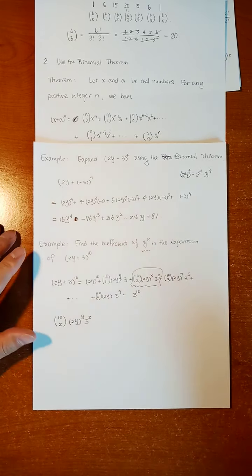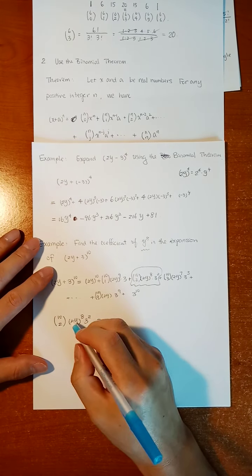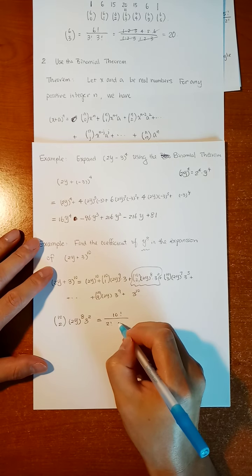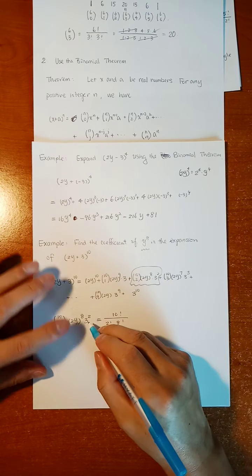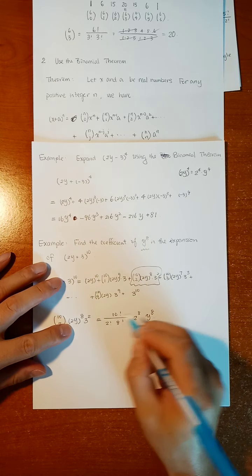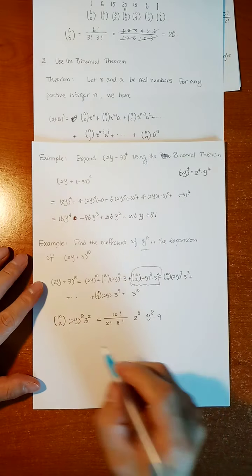You will focus on this term. What is this? Let's compute. 10 choose 2 is 10 factorial over 2 factorial times (10 minus 2) factorial, which is 8 factorial. Here we have 2 to the 8th and y to the 8th, and 3 squared is 9. Okay?